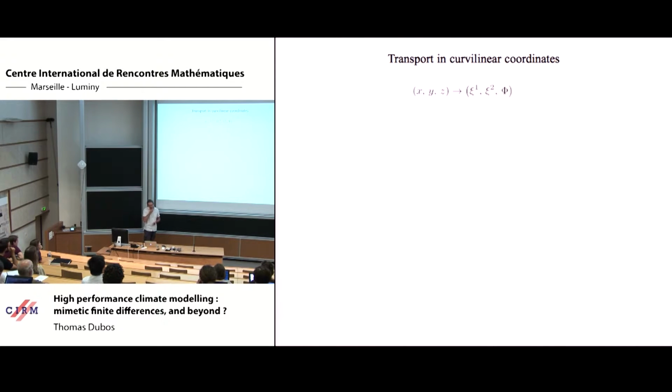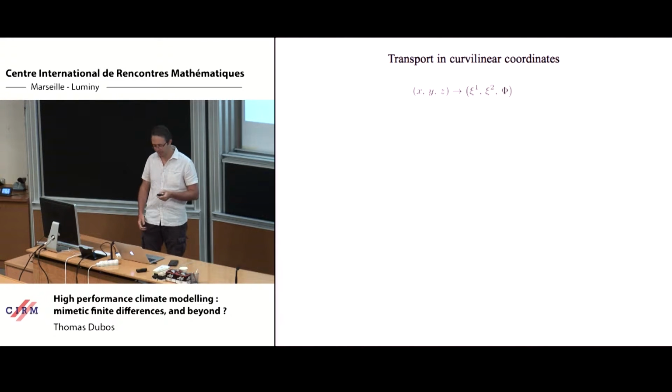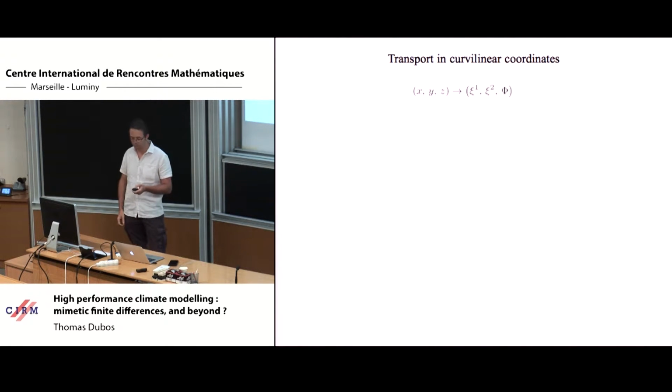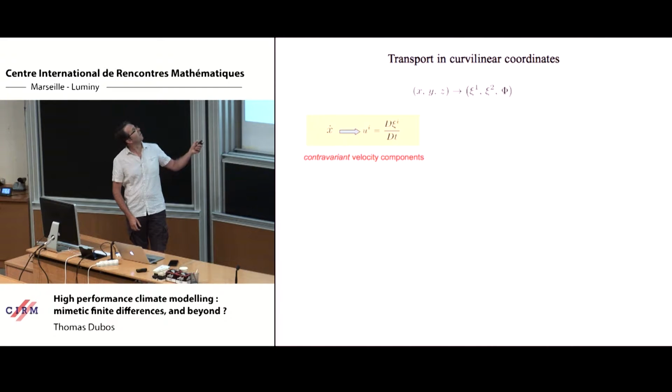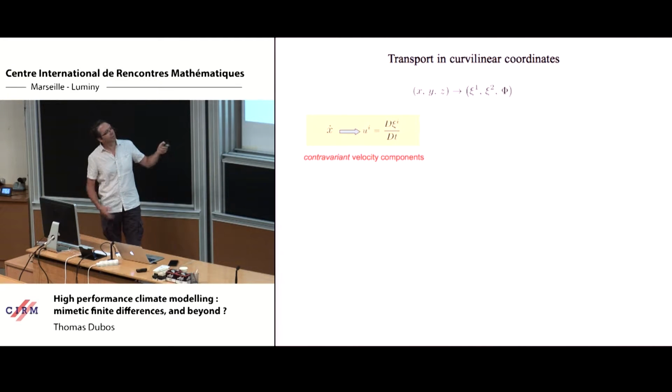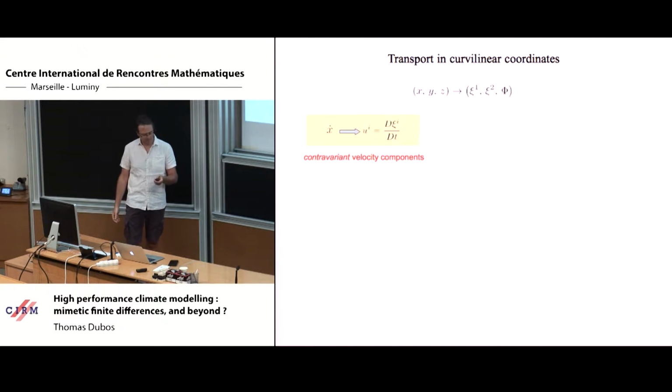Okay, so typically in the next slides, I will be working in curvilinear coordinates, but it doesn't mean that everything becomes more complicated, especially for transport. When you change from Cartesian to curvilinear coordinates, and if you work with the right quantities, you don't even see that you're working in curvilinear coordinates. So first, your velocity, the motion of the fluid, has to be described by the so-called contravariant velocity components, which are just the Lagrangian derivative of a fluid parcel in your coordinate system.